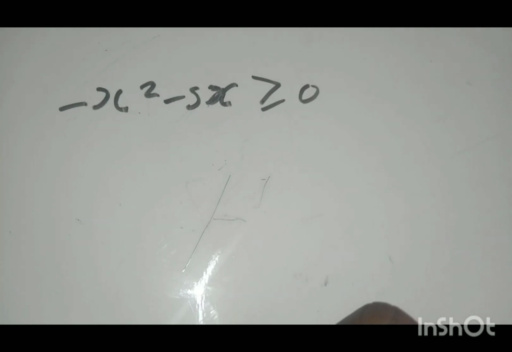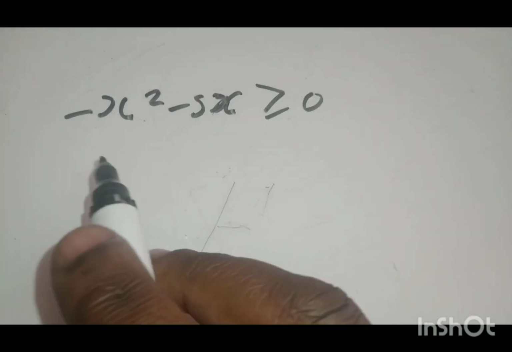Here is another one. So we're given something like this. So what do we do? So we know that this thing must be a positive.